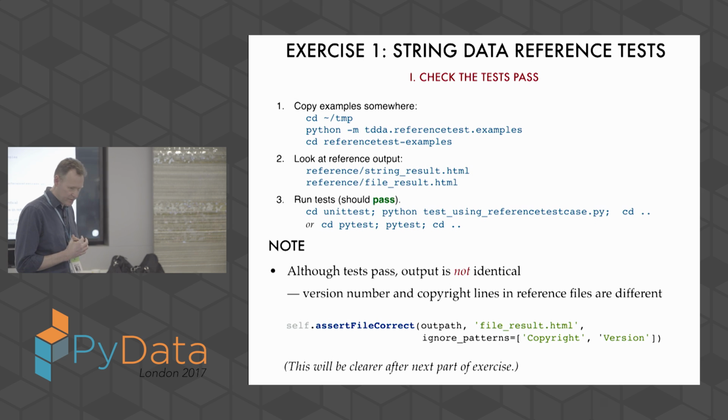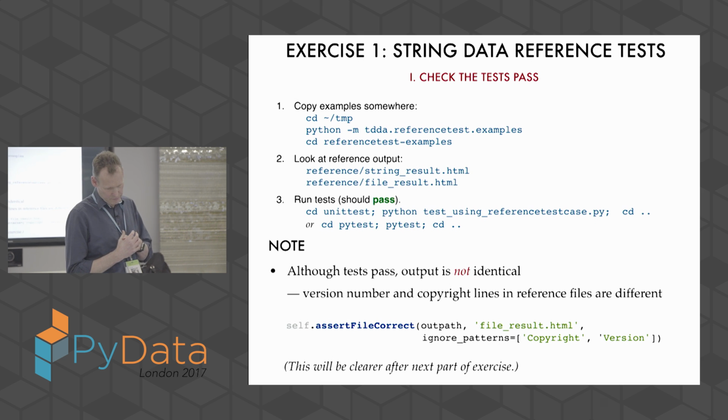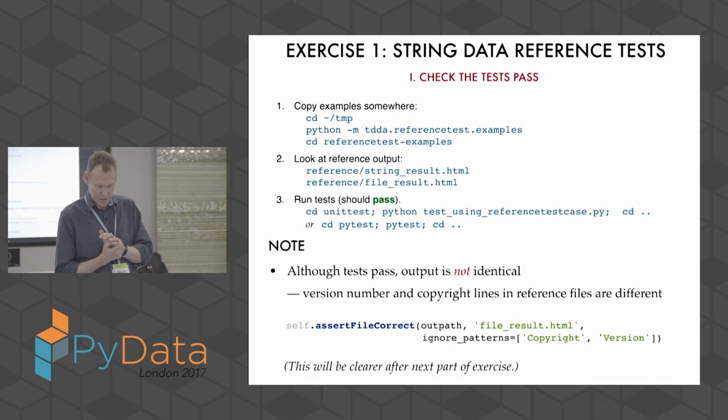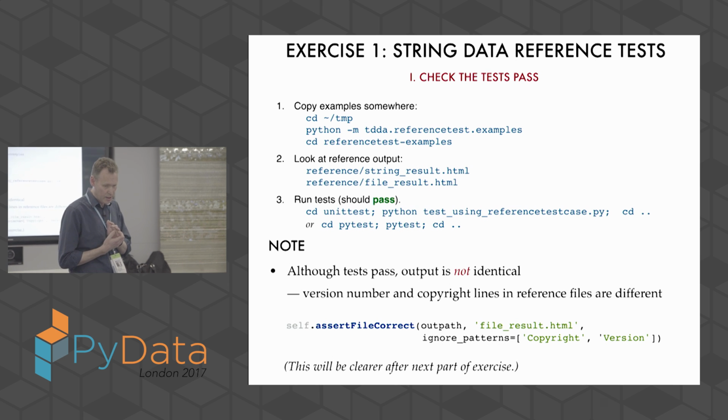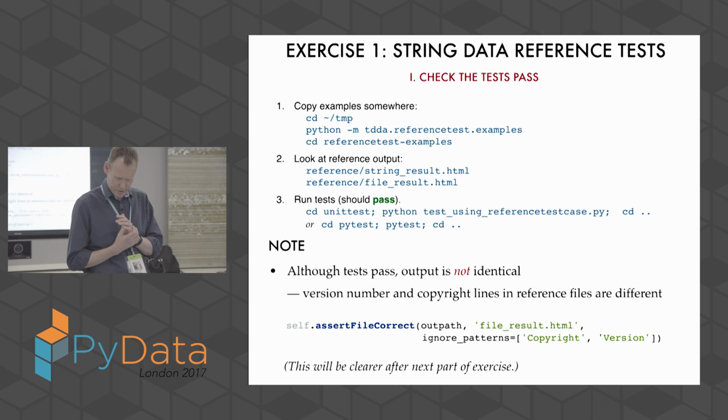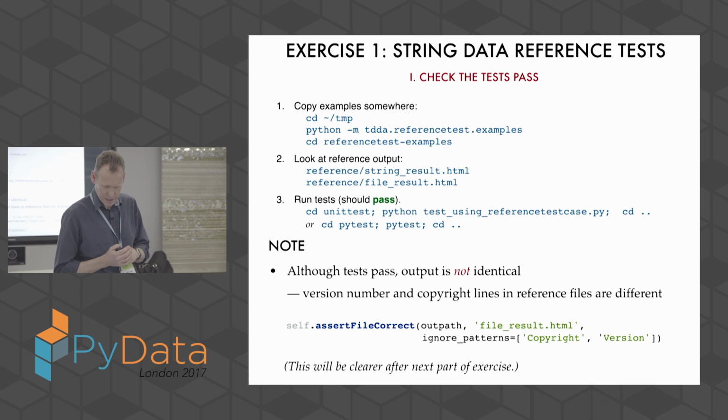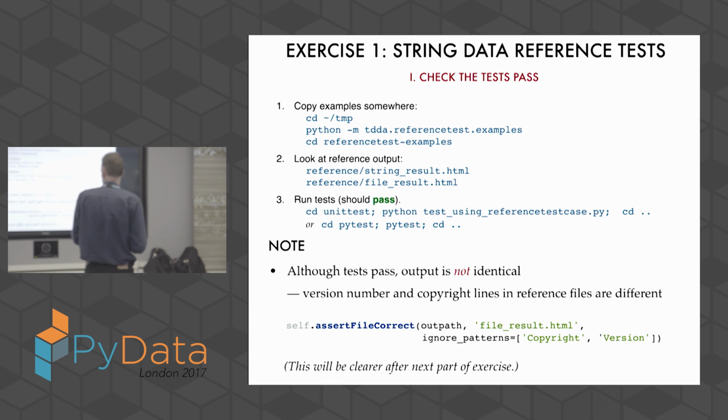And then the first thing is, there is a test already written. In fact, there are two versions of it. There's a unit test version and a PyTest version. In the unit test subdirectory, there's one called test using reference testcase.py, and it's probably called the same thing in the PyTest directory, but it's set up for PyTest anyway. You should just be able to run those commands, and you should get some passing tests with, I think, 5 tests that pass.